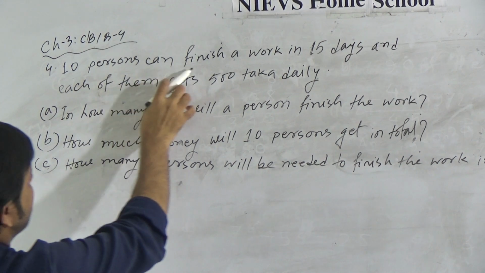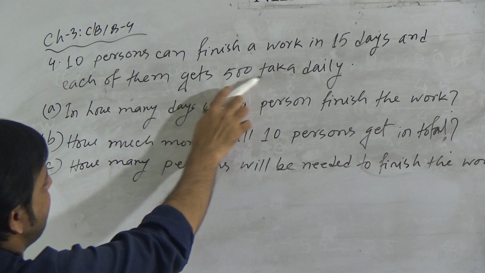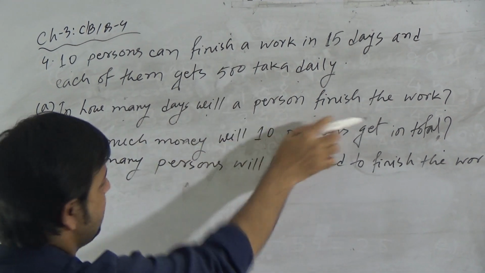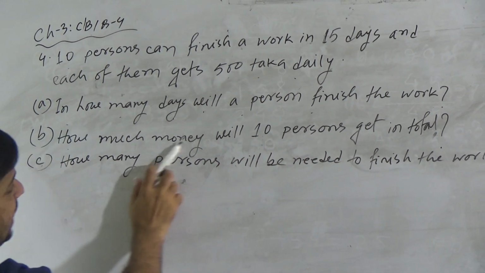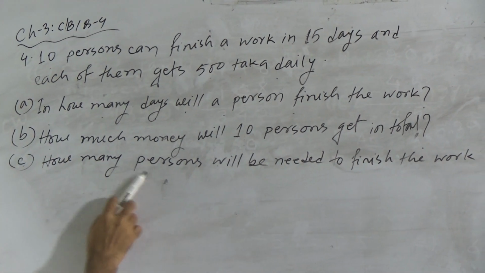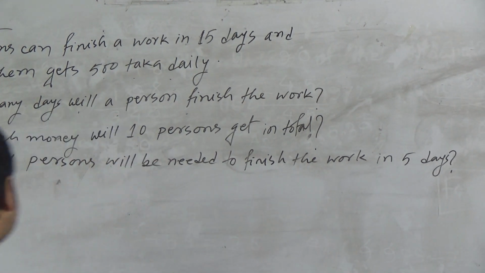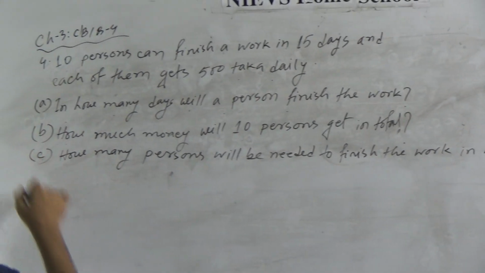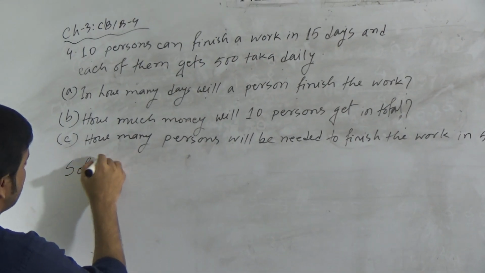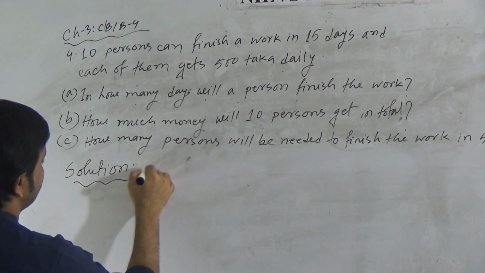10 persons can finish a work in 15 days and each of them gets 500 taka daily. In how many days will a person finish the work? How much money will 10 persons get in total? How many persons will be needed to finish the work in 5 days? These are 3 questions here. We have to solve this question. Okay, dear students, let us start solution.